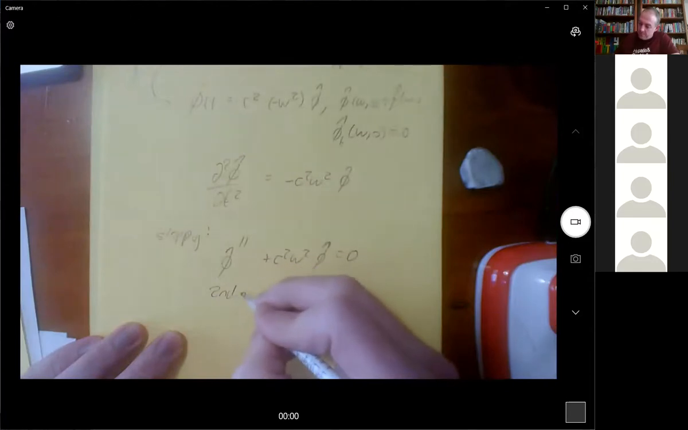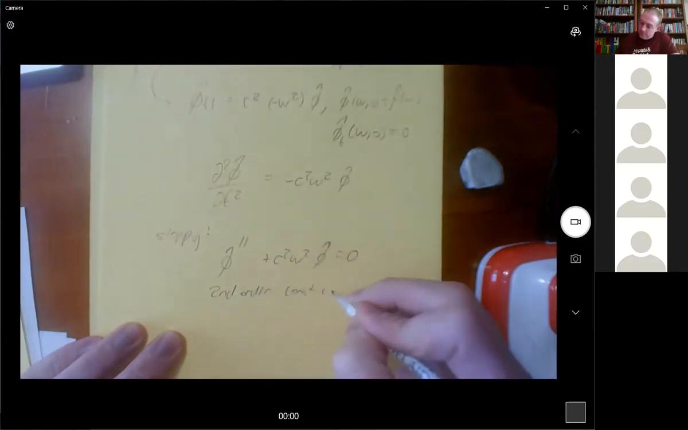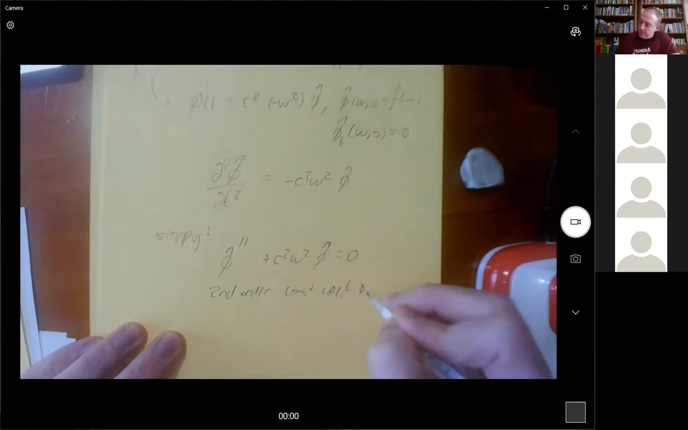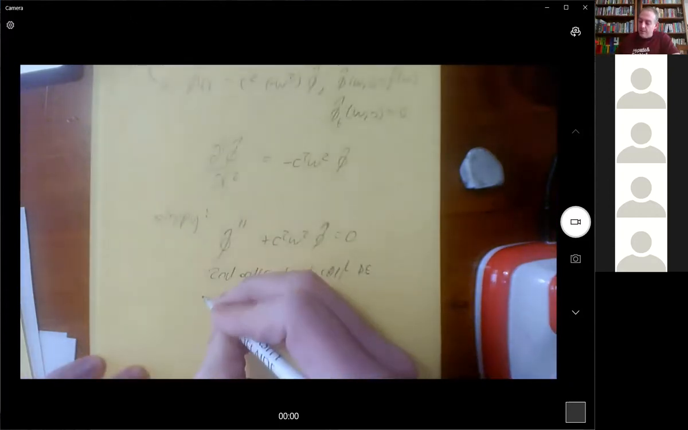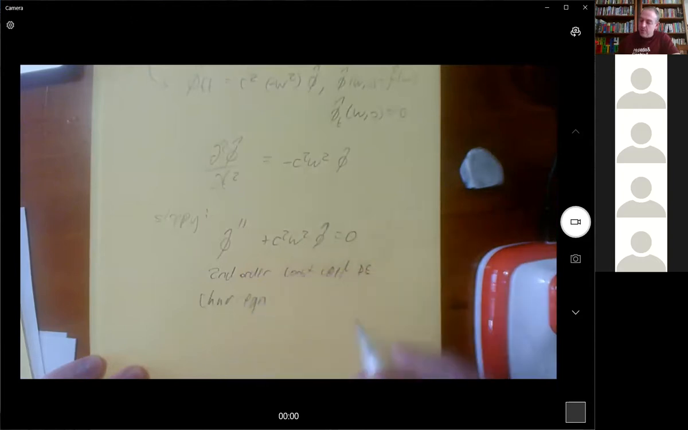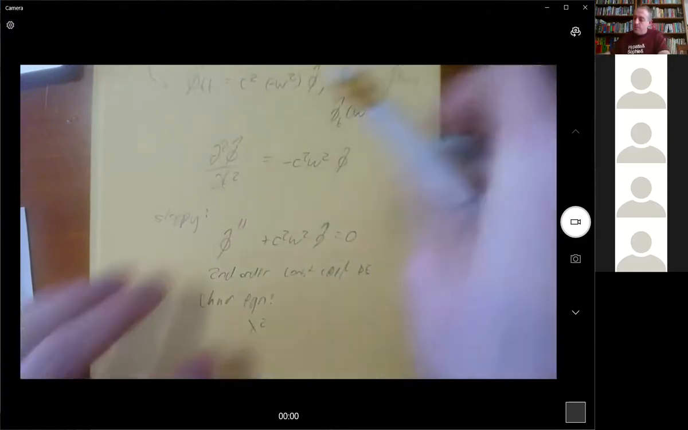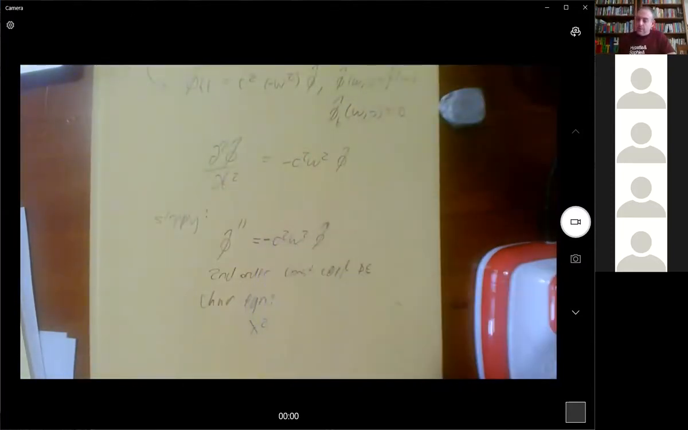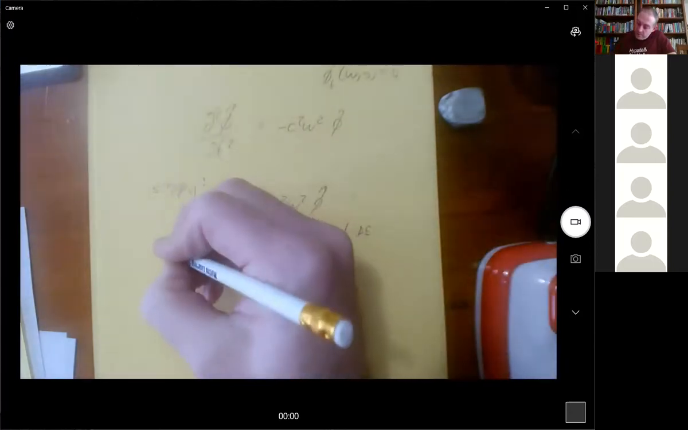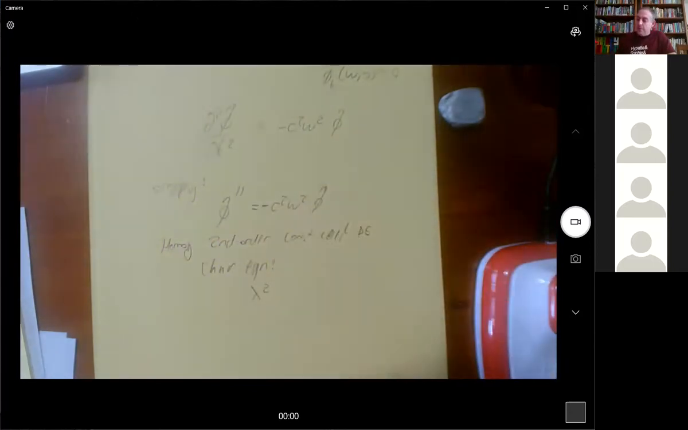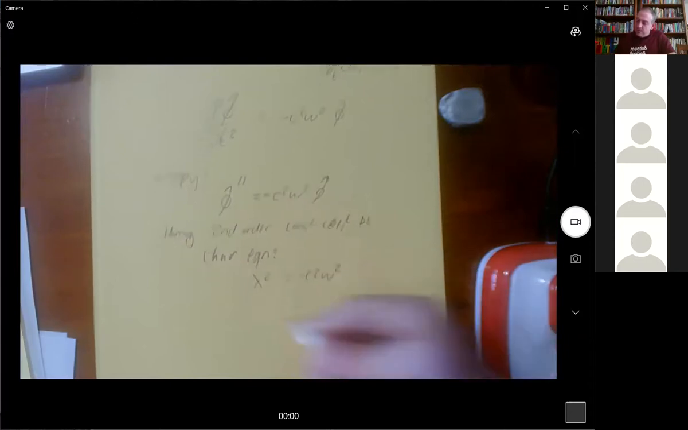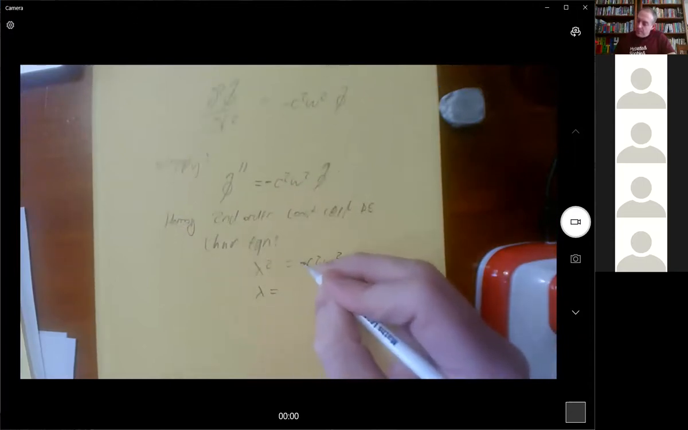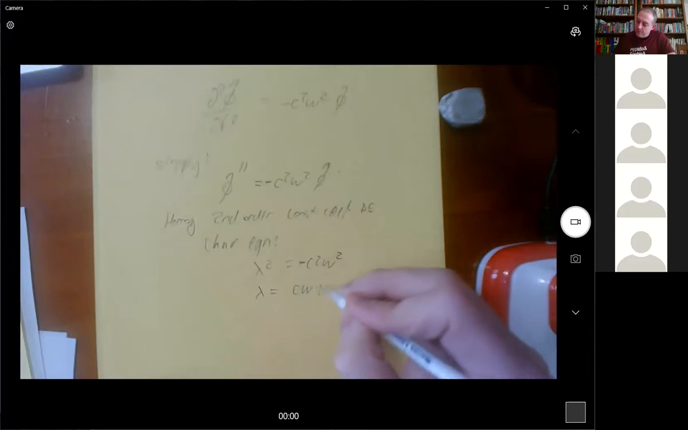The second order constant coefficient DE. And so its characteristic equation, because it's a second order and it's constant coefficients, would be lambda squared. Probably could have left it like this if I want to. I don't need to make it equal to 0. It's even homogeneous. Lambda squared is minus c squared w squared. So lambda is, that will become an i, like that.